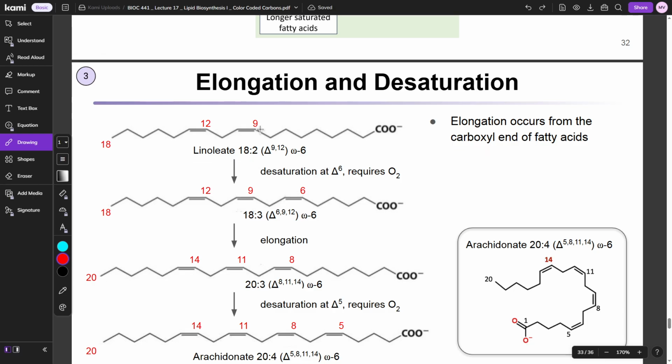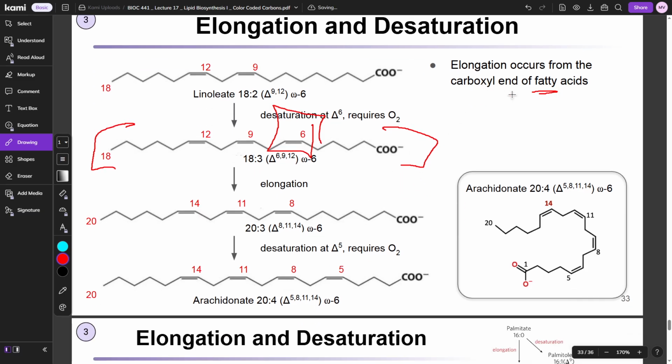Basically, there are certain enzymes able to desaturate at certain positions on these chains, and some of these desaturases are only present in either humans or plants. Plants usually have more desaturases because they have other needs for fatty acids. If we look at this, we desaturate on carbon 6, and when we add a new acetyl-CoA here, these carbons shift up by 2, and that's why these are on 8, 11, and 14 now.